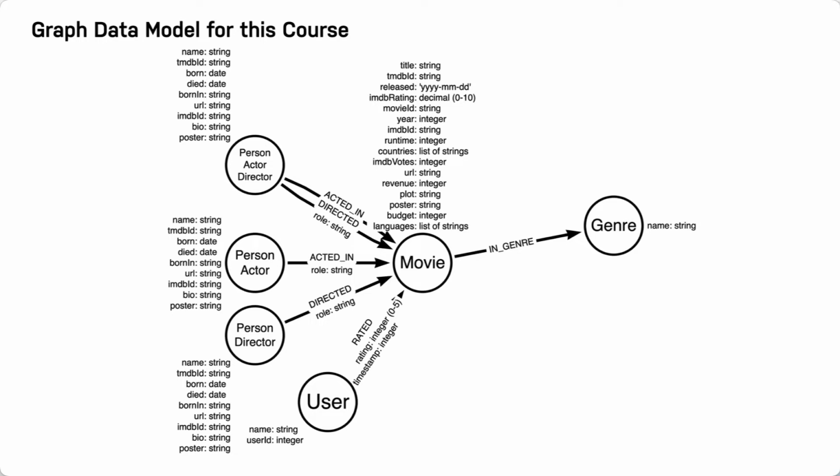The person node's unique ID is TMDBID. The movie node's unique ID is movie ID. The genre node's unique ID is name, and the user unique ID is user ID. Most properties in this graph are types of string or numeric, but some property types are dates and lists of strings.